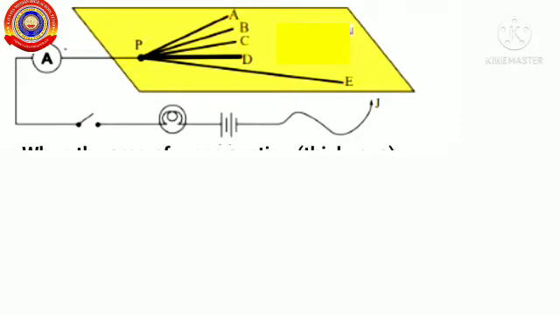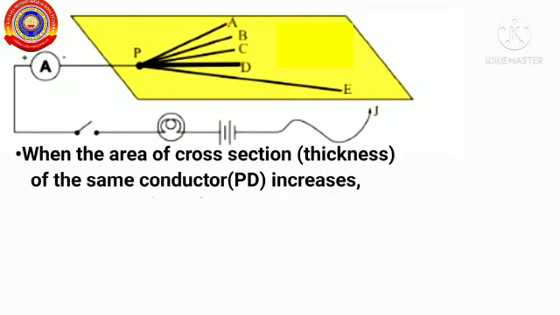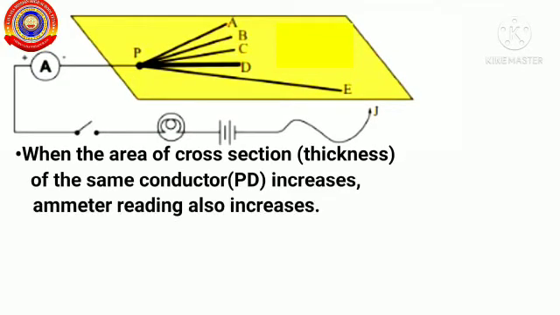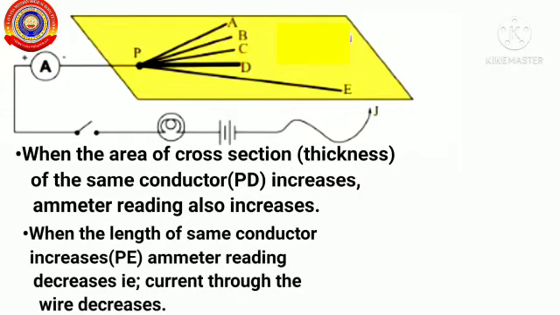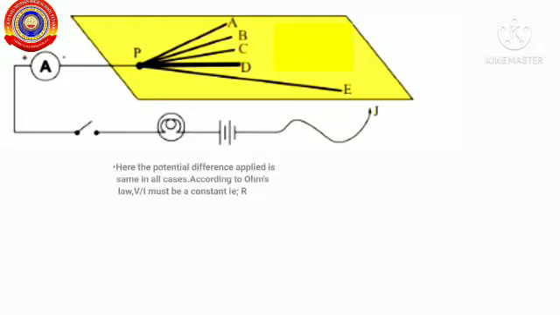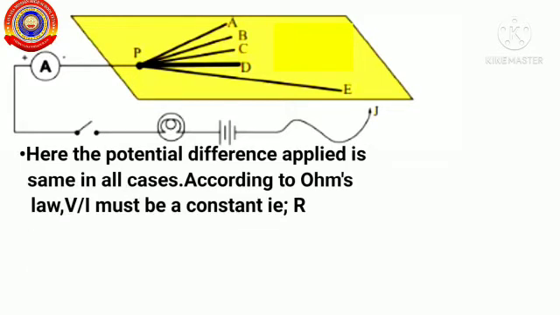When the area of cross section, that means the thickness of the conductor Pd, increases, the ammeter reading also increases. When the length of the same conductor increases, that is Pe, the ammeter reading decreases, that is, the current through the wire decreases. Here the potential difference applied is the same in all cases. According to Ohm's law, V by I must be a constant, that is R.